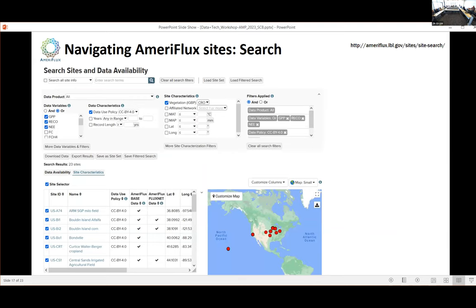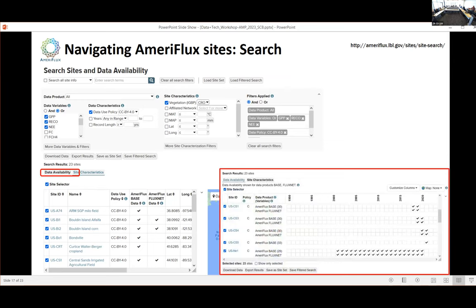So we have a lot of sites, and this is what we call the window to the network now. It's a little hard, so we've been trying to tweak this site search tool all the time. This is the latest iteration of it, so you can filter on different things. Let's say you filter by GPP, Reco, NEE. Then you can build the conditions you want for it, and then you can view the number of sites. It's going to refresh here.